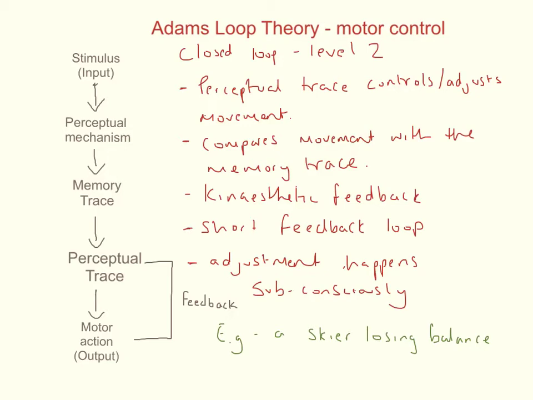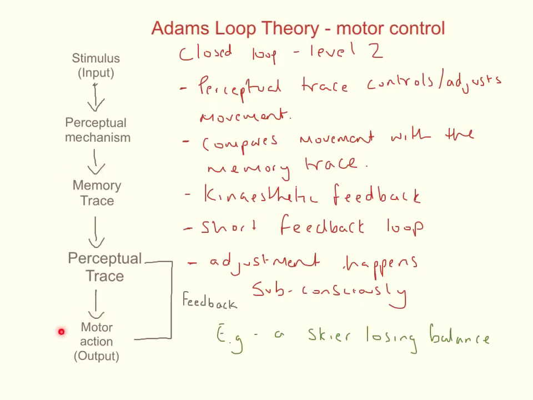So if we look at our model, what we've got is a stimulus or input. So the skier is approaching the side of a run. The perceptual mechanism filters out all the irrelevant information and makes sense of what's going on. We then need to produce a decision or a motor program. So we need to produce a response to this stimulus. So our memory trace then delves into our memory and finds a motor program to allow us to turn. Okay, our perceptual trace will then compare our turn as we start to turn to the motor program.